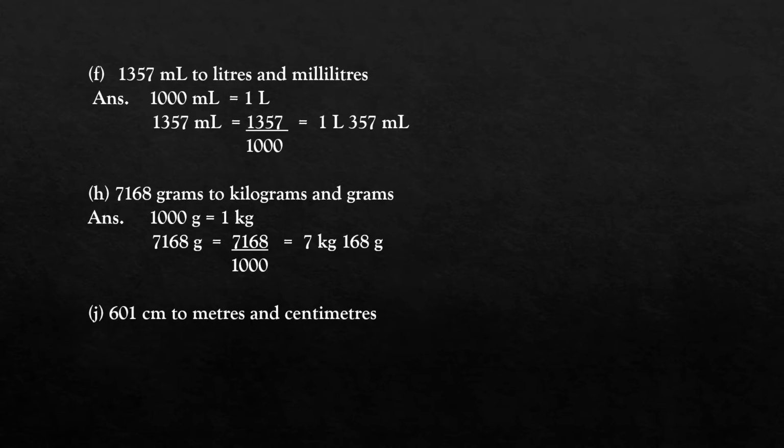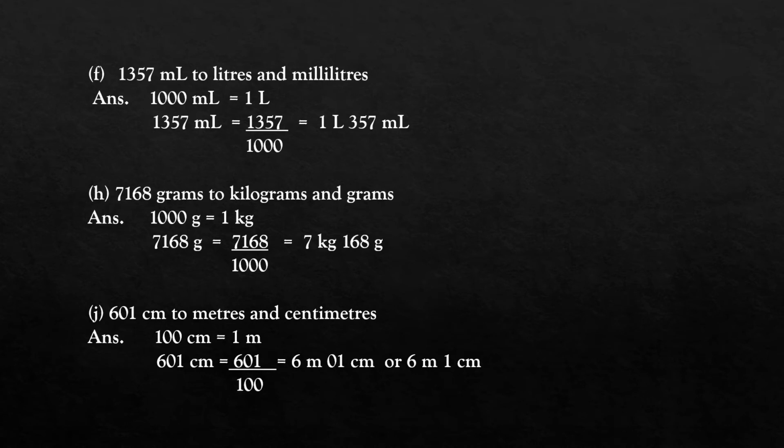Now see the J part, 601 centimeter to meters and centimeters. Now centimeter is also a smaller unit than meters. So you will first mention 1 meter is equal to 100 centimeter, or 100 centimeter is equal to 1 meter. Any way you can write it. As you are converting centimeters to meters, you will divide it. So 601 centimeter will be divided by 100.